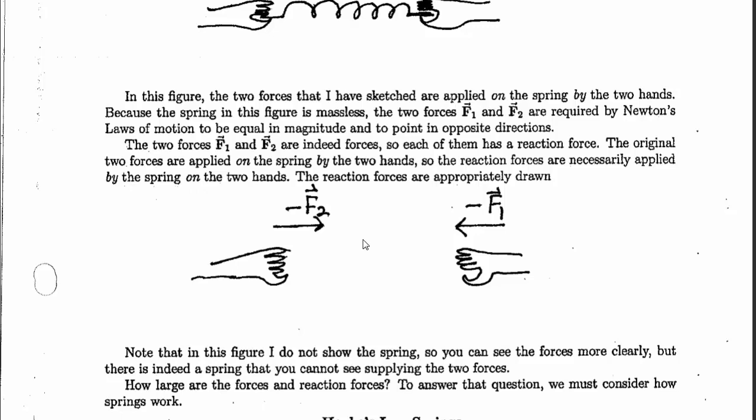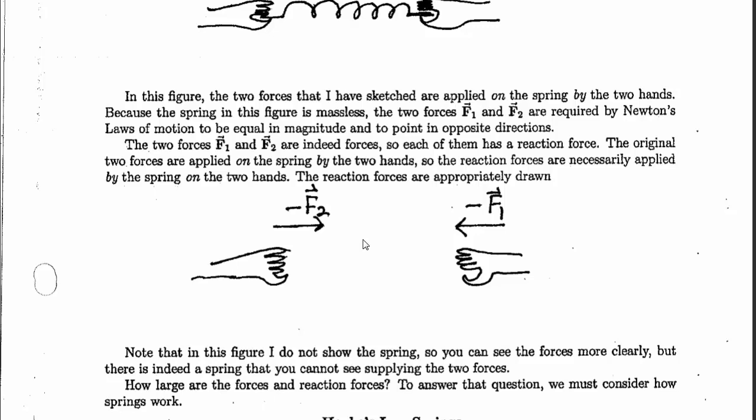And here are the two reaction forces. And you notice the two reaction forces are applied on the hands and are the same as the original forces, except, of course, the signs have flipped. In this figure, I don't show the spring, so you can see the forces on the hands. But you should realize that there is indeed a spring, an invisible spring, supplying those two forces.